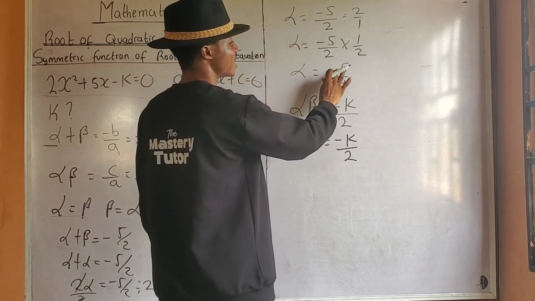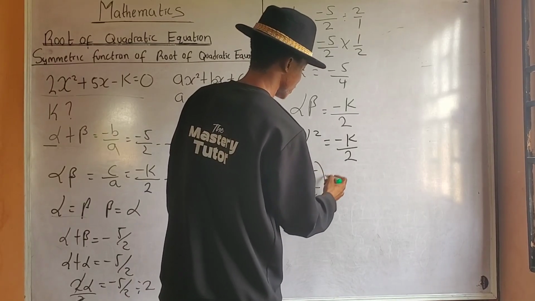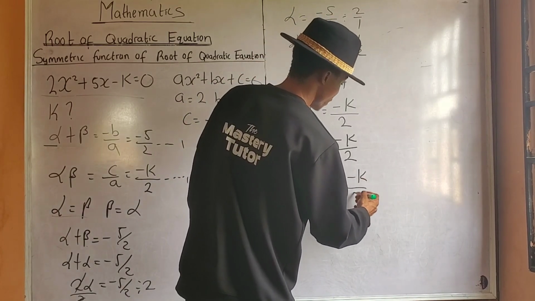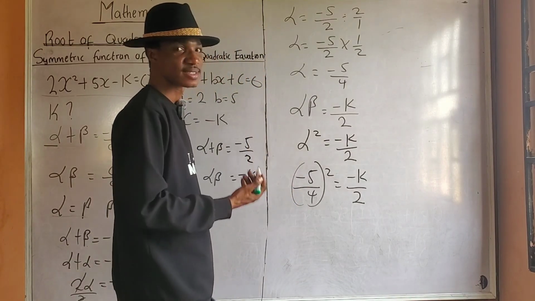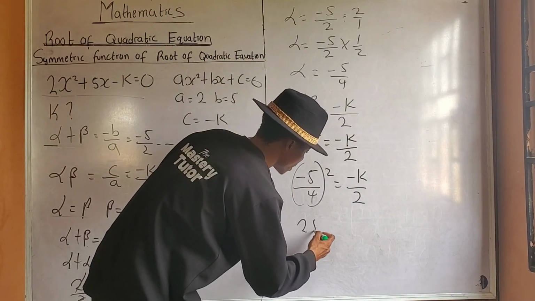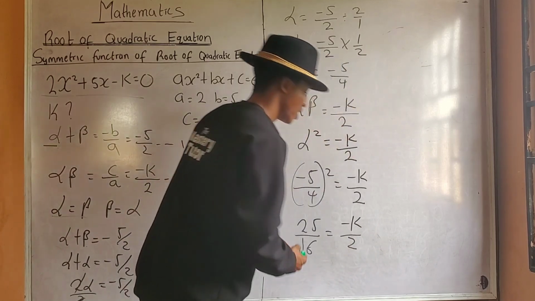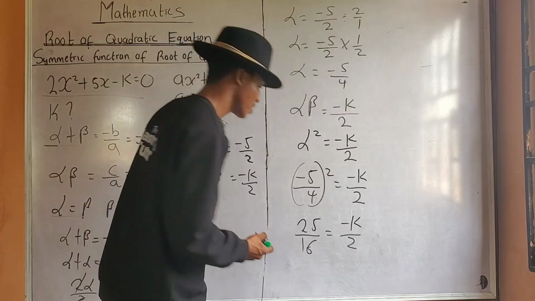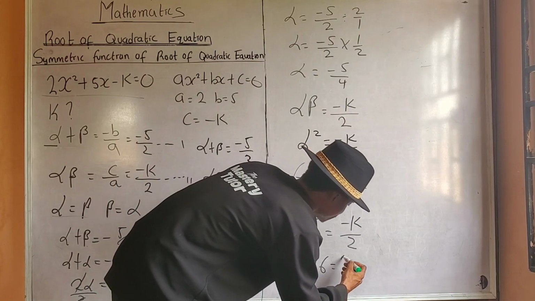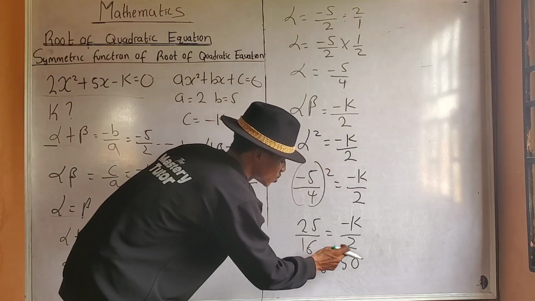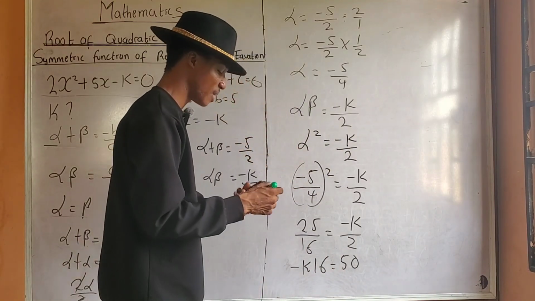Now, since alpha is negative 5 over 4, I'm going to have negative 5 over 4 squared is equal to minus k all over 2, right? Minus 5 over 4 squared is 25 over 16, right? So I'm going to have 25 all over 16 is equal to negative k all over 2. I'm going to take the cross product, right? So I'm going to have negative k multiplied by 16 equals 50, because 2 times 25 will give me 50, right?